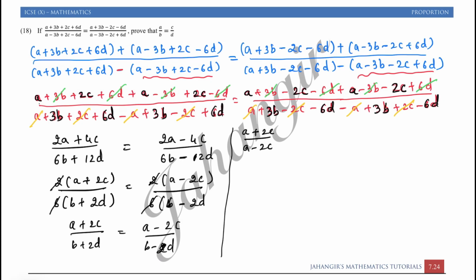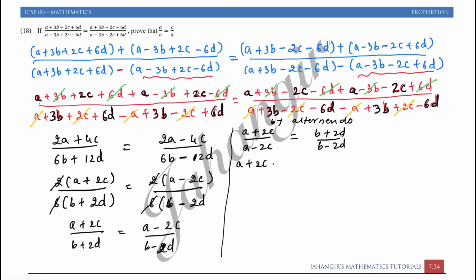You have to write all reasons, as I don't have space. Let me write then also, by alternando is equal to b plus 2d upon b minus 2d. If you now see, terms are same with opposite sign, so again we will do by componendo dividendo.